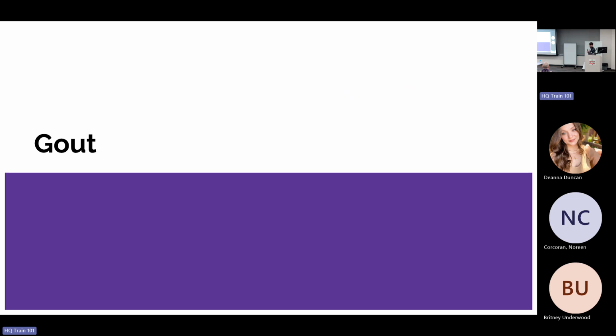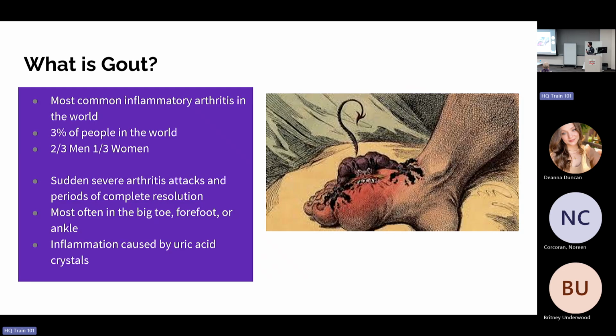So the last disease I'll talk about is gout, which is different from the first two. So what is gout? Well, it's the most common inflammatory arthritis in the world. I didn't say autoimmune, but I said inflammatory. And it affects 3% of people in the world, two-thirds men, one-third women. It's characterized more by a sudden, severe arthritic attack, often in the big toe, forefoot, or ankle. But in between these horrible arthritic attacks are periods of complete resolution, no pain, no issues. And what's causing the inflammation here is not an inflammation of the joint lining or degradation of cartilage, but a reaction to crystals in our joint fluid called uric acid crystals.